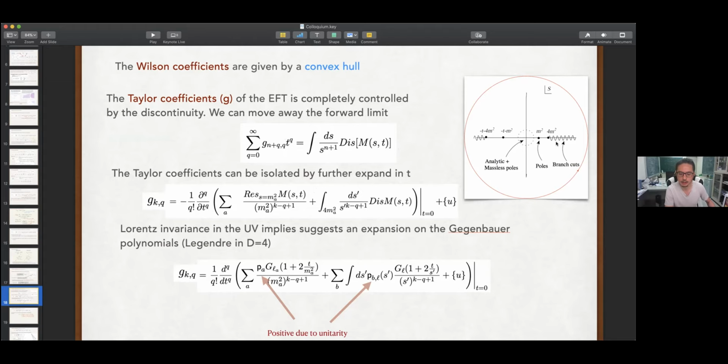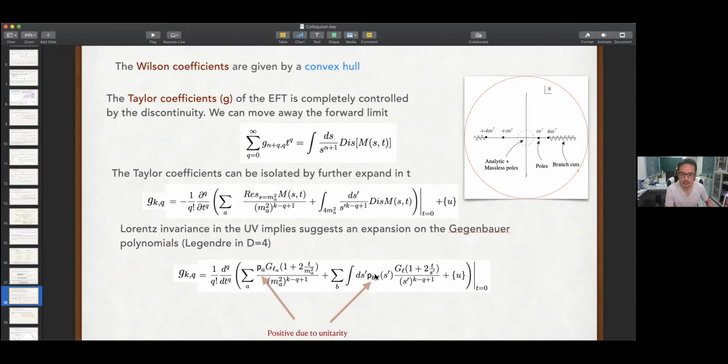Now, importantly, Lorentz invariance in the UV as well as unitarity suggests that the discontinuity and the residue must be positively expanded on the Gegenbauer polynomials, the orthogonal polynomials. In four dimensions, it's going to be the Legendre polynomial. So in this talk, we're focused on four dimensions. So we actually know more information about the residue and the discontinuity. It must have this form, it has a positive expansion.